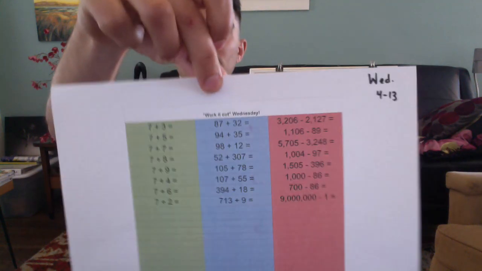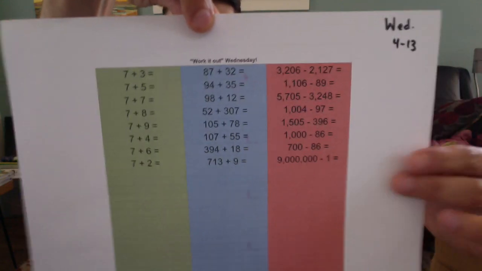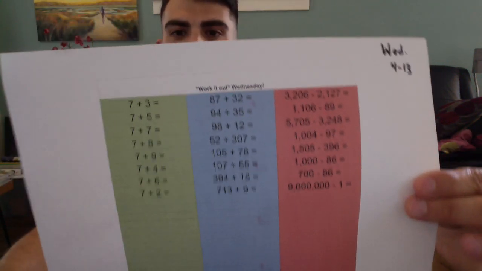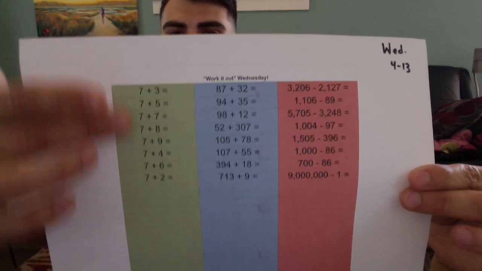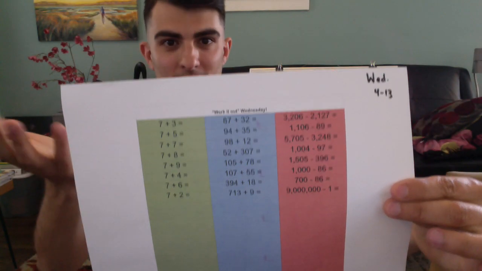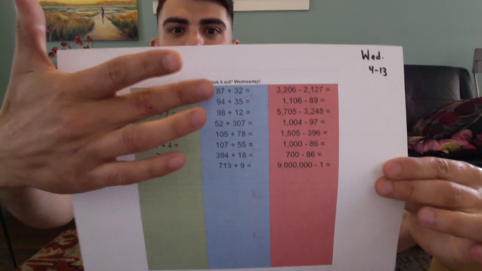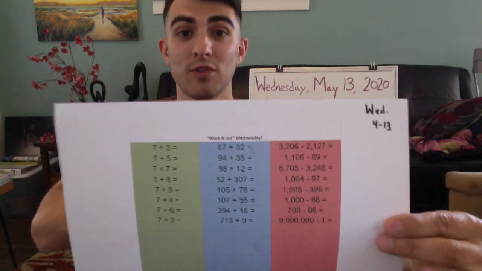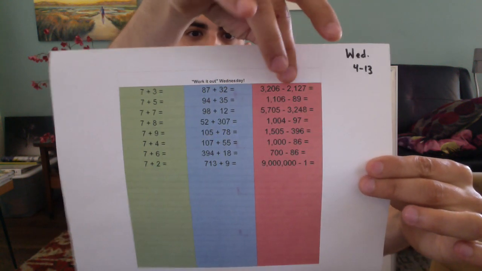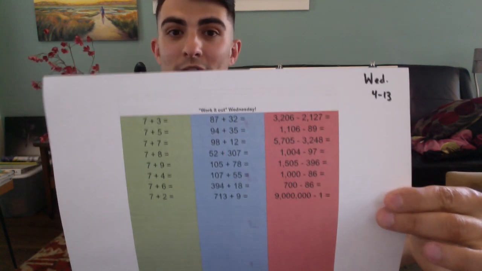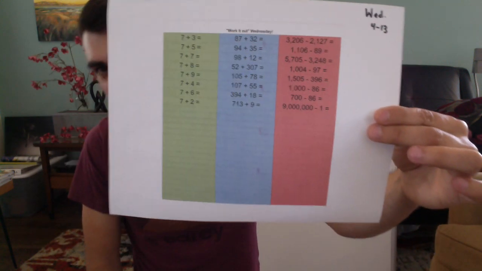And here we have Work It Out Wednesday. So in the units column, we're going to practice all of our addition facts using 7. Try and do the ones you know first and come back to the material if you must. In the tens column, we have some more addition practice with some exchanging. And then over in our hundreds column, we have some dynamic subtraction, so subtraction with borrowing. So work it out on Wednesday.